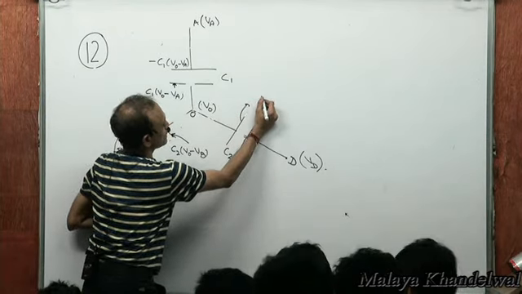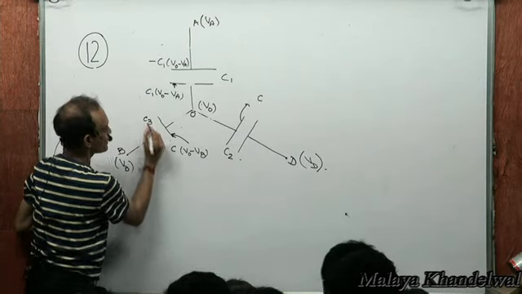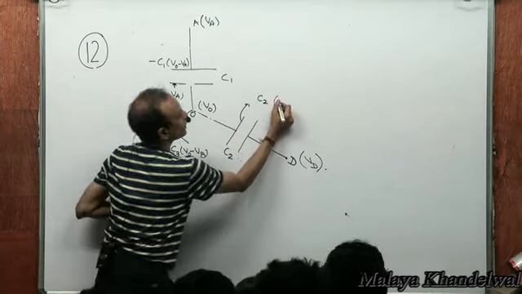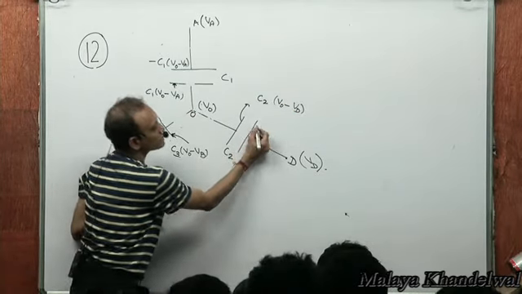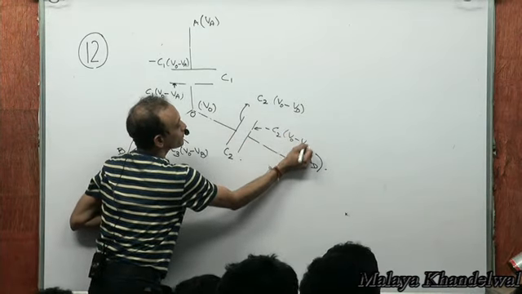The drop from here to here is V0 - VD. What's the charge on this? This is C3, so this is C3(V0 - VD). That's the charge on this. What's the charge on this? Minus C3(V0 - VD), right?